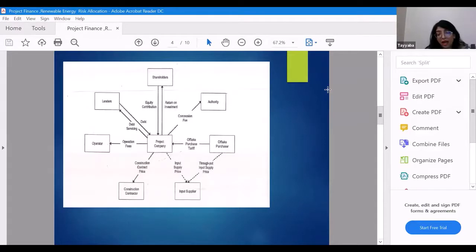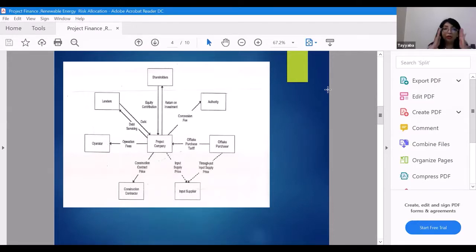And not only that, the EPC contractor is levied with heavy penalties and liquidated damages if it is not able to complete the project on time, and also if it is not able to complete the project with the efficiency levels and performance levels that it has promised in the contract. So the EPC contract is a comprehensive document, a fat document with lots of clauses and provisions.